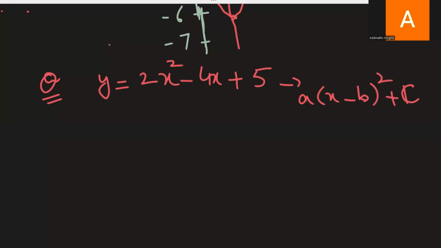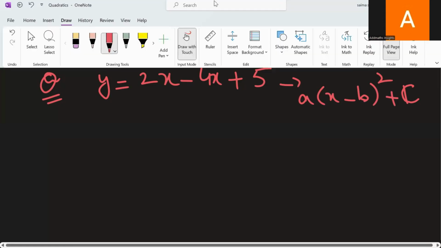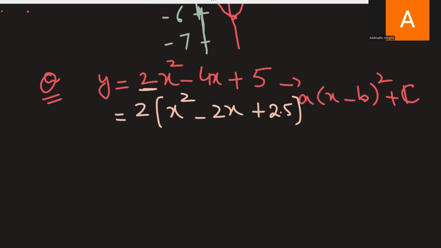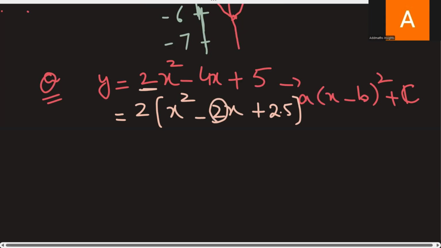In the completing the square method, the first step is that the coefficient of x squared should be 1. And how can you make it 1? You take 2 common, and your expression is now x squared minus 2x plus 5 by 2, which is 2.5. Now you take half of the coefficient of x, which is 2, and add its square and subtract its square.